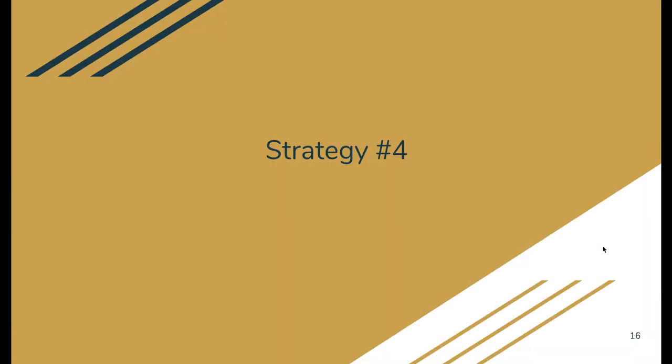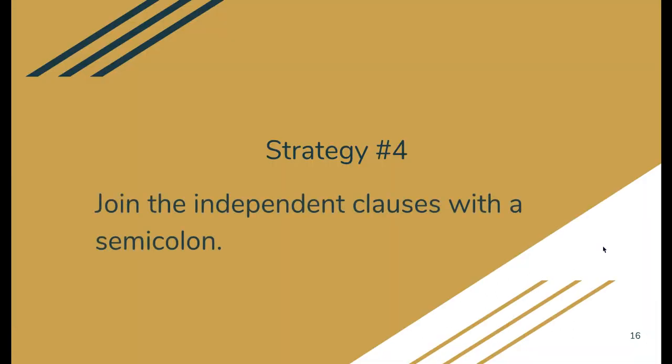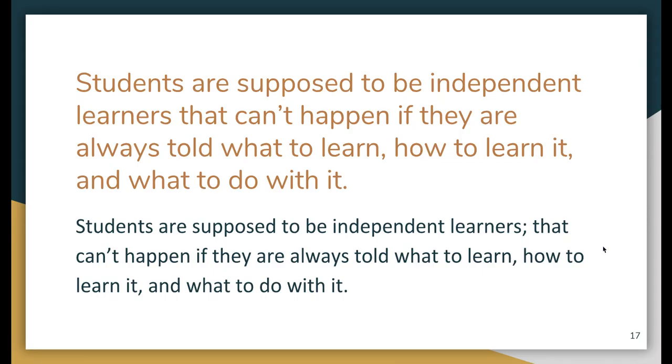Finally, strategy number 4, join the independent clauses with a semicolon. Students are supposed to be independent learners. That can't happen if they are always told what to learn, how to learn it, and what to do with it. So in this case, we're not using a conjunctive adverb here. We're just simply joining the two clauses with a semicolon. You can do that with this sentence because both of these clauses are closely related. So it makes sense to the reader.